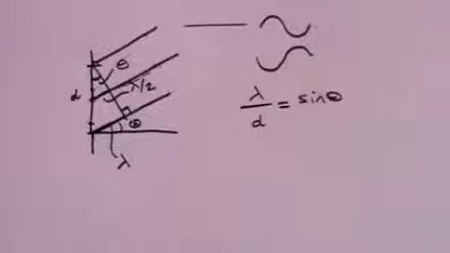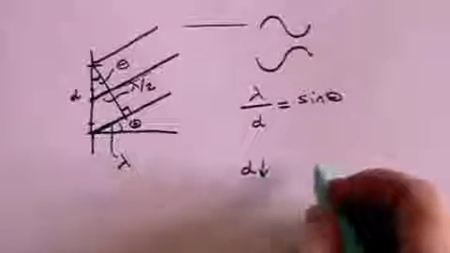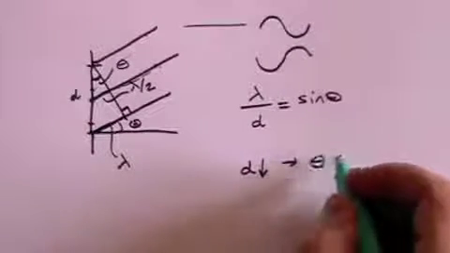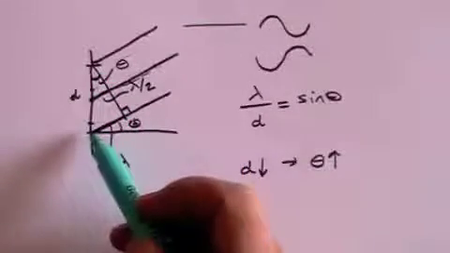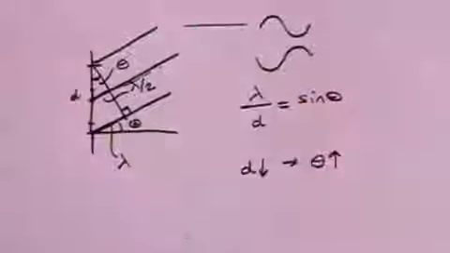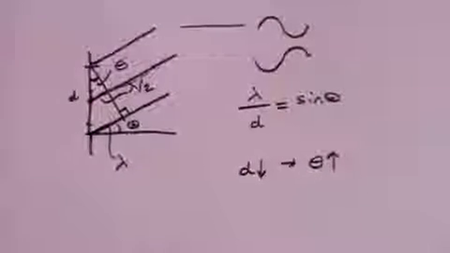And what you can also see from this is that as d decreases, then theta will increase. So if you make the gap smaller, curiously, the light spreads out more. We can now move to the so-called double slit experiment.